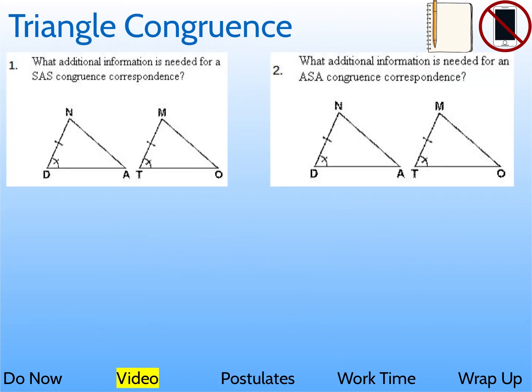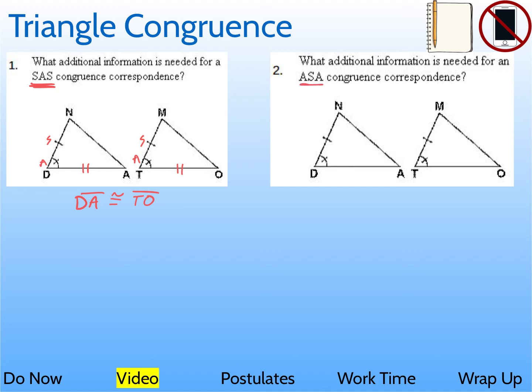So this question asked, what additional information is needed for side, angle, side congruence? So in this case, we have angle D congruent to angle T, and DN congruent to MT. So what we have here is we have an angle and a side, angle and a side. So what we need is the other side that forms this angle right here. So we have this, we need this. So what we need is DA congruent to TO. And then that would be side, angle, side.